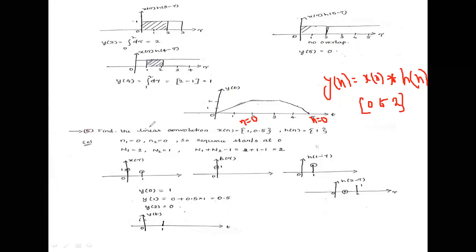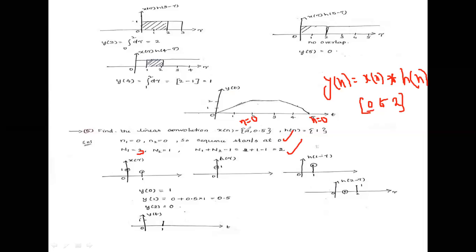Follow me. See here, n1 is equal to 2 and n2 is equal to 1, with the formula n1 plus n2 minus 1. The sequence starts at 0 and ends at 2. The total number of samples is 3, my dear students.